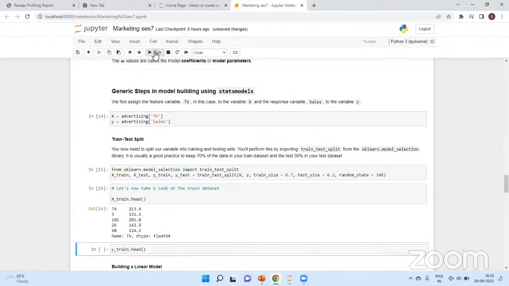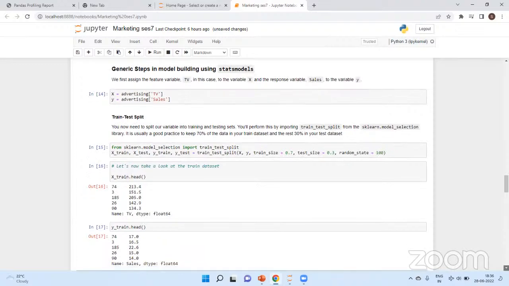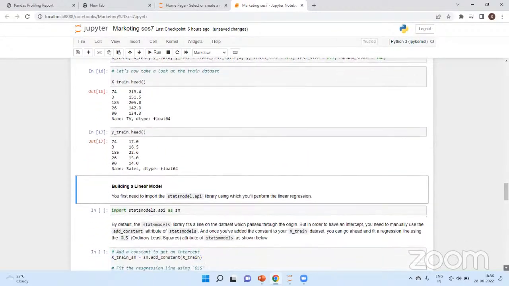And what is the train? So these are the training values, train head, the TV versus sales values.